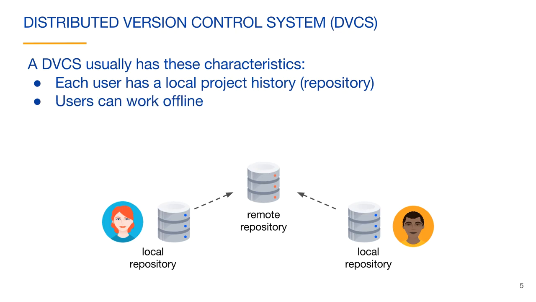Another characteristic of distributed version control is that because each user has a local copy of the complete history of the project, they can continue to work while offline. And finally, content is synchronized between repositories by pulling content from or pushing content to a remote repository.